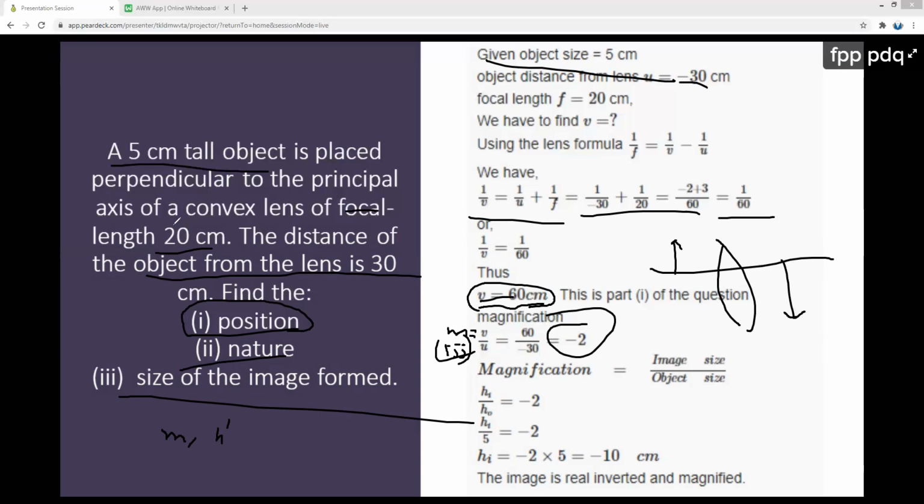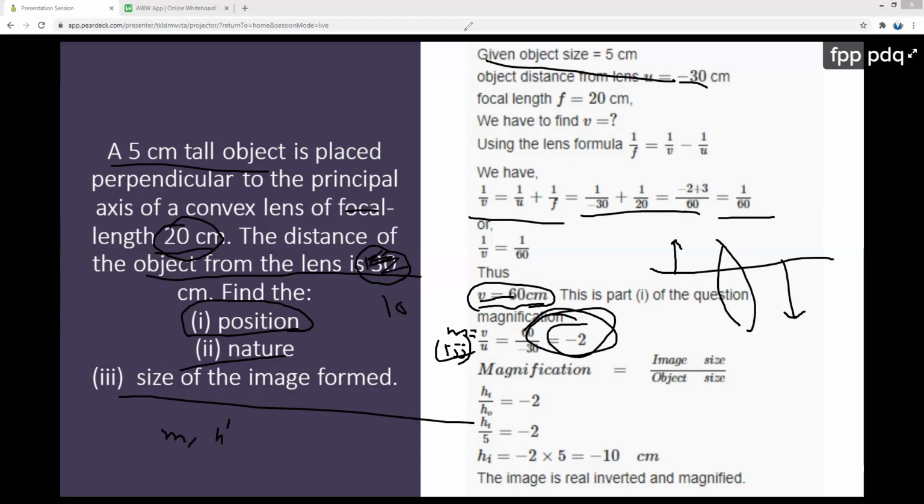Here your focal length is given as 20 centimeter, right? And object distance is given as 30 centimeter. So the object is not placed between the pole and focus. So it will be negative. The image will be inverted, so your magnification will also be negative, I mean minus. But if this was 10, what would happen?